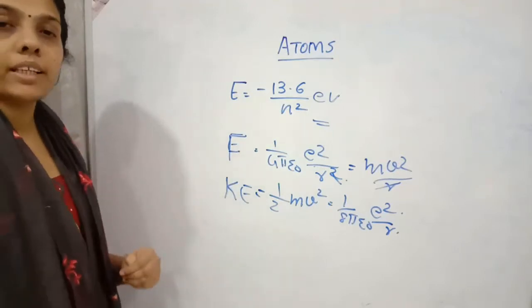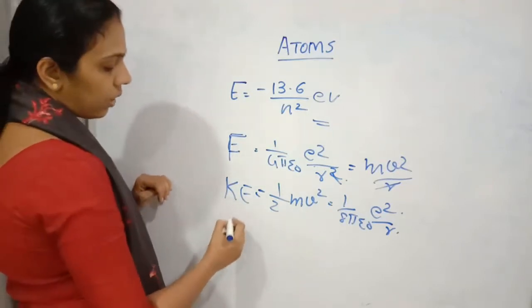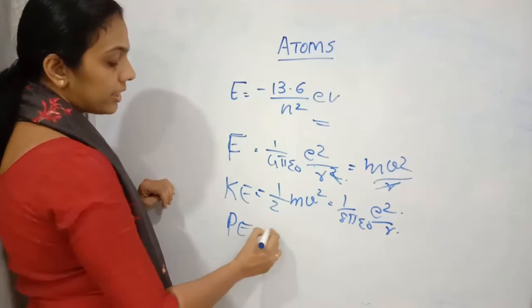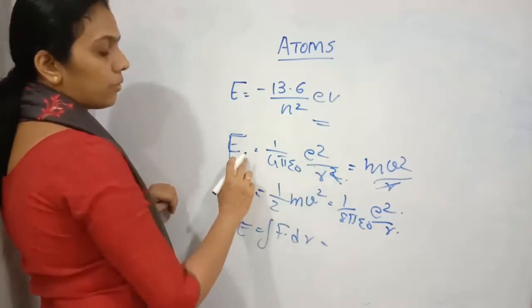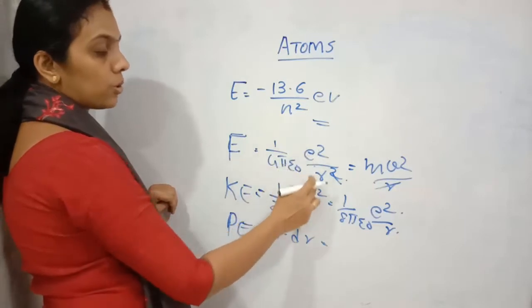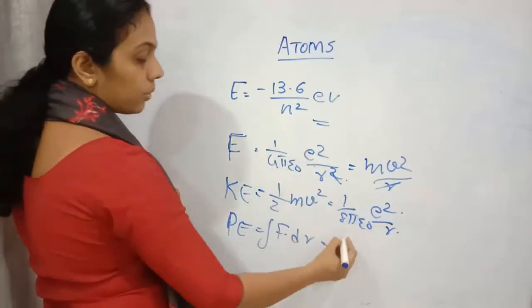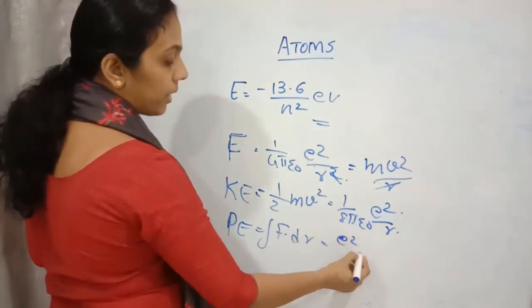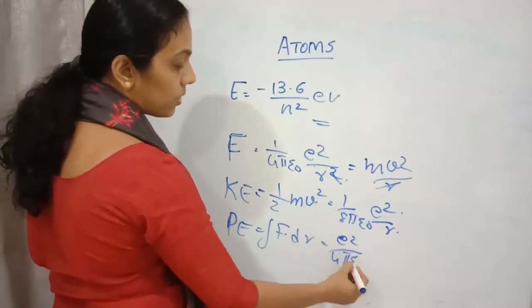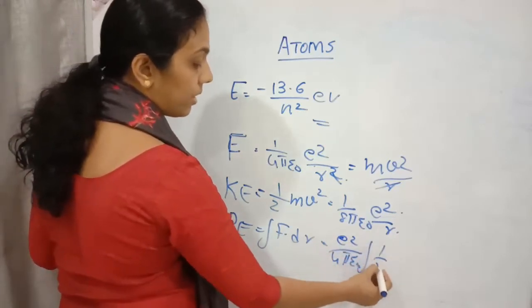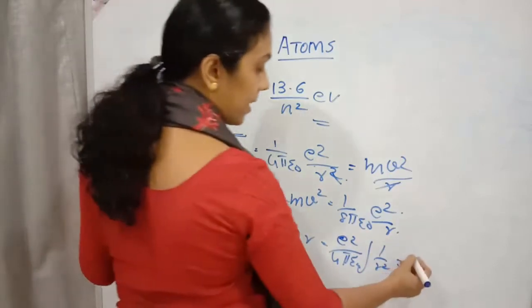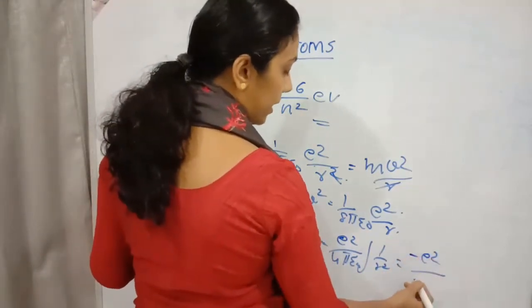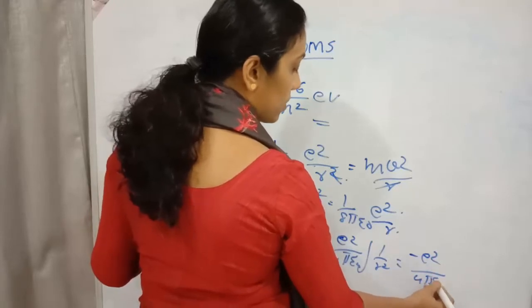In the same way, how can we find the potential energy? It is the integral of F dot dr. The force we know is 1 by 4 pi epsilon 0 q square by r square, so e square divided by 4 pi epsilon 0 into 1 by r square. The integral of 1 by r square gives minus 1 by r. So the potential energy is minus e square divided by 4 pi epsilon 0 r.